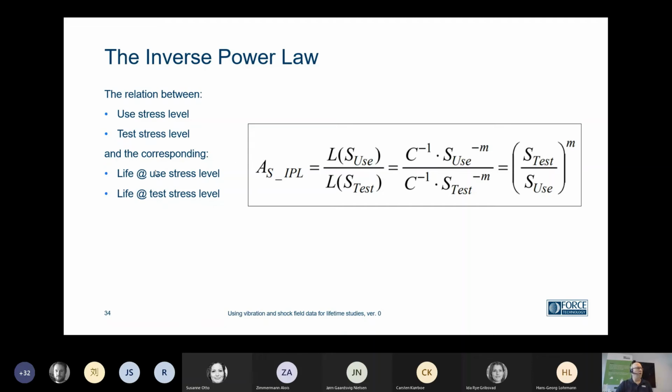Then we have the life in terms of time to failure for the use level and the test level. You can see here that use and test are switched around. That's why we call it inverse. And we see that the stress level is raised to an exponent, which is why we call it the inverse power law. That's a good choice, a simple formula, for many mechanical conditions. Not for everyone. Those of you who know a lot about acceleration models will know that there are many, many different acceleration models.